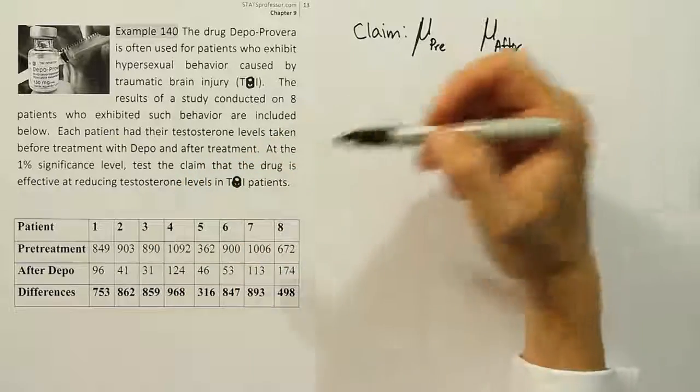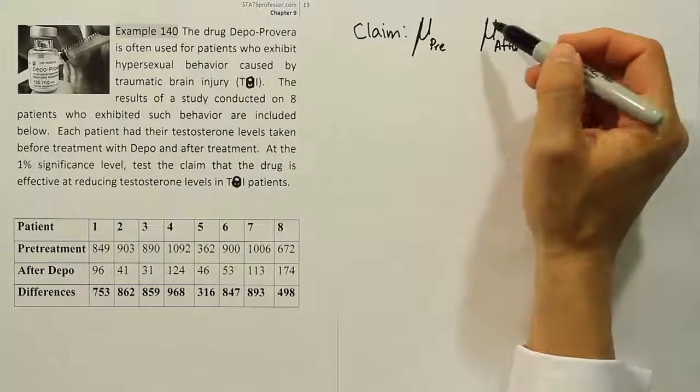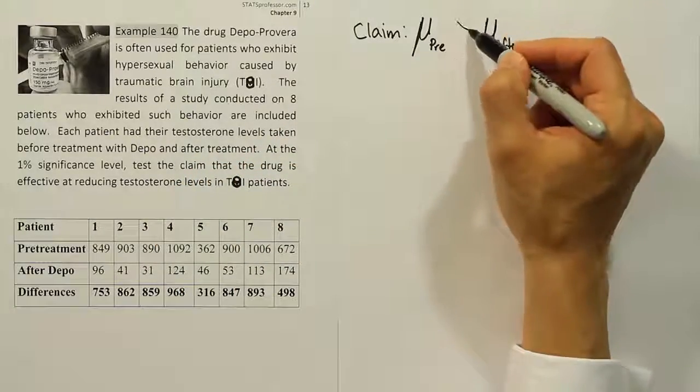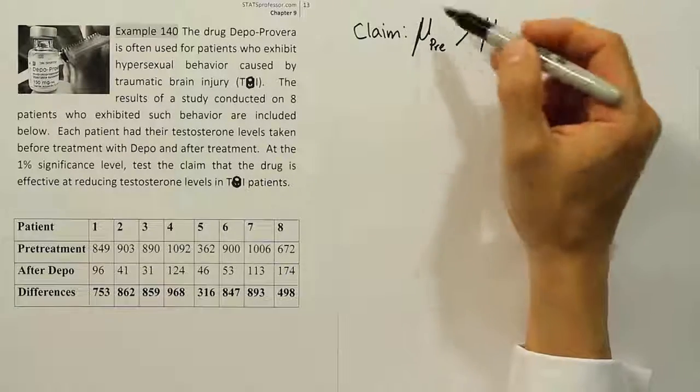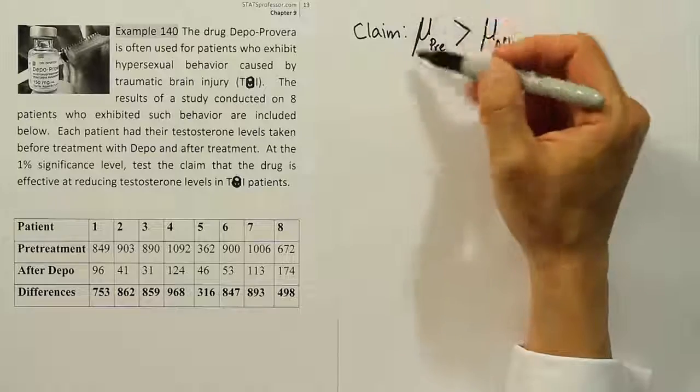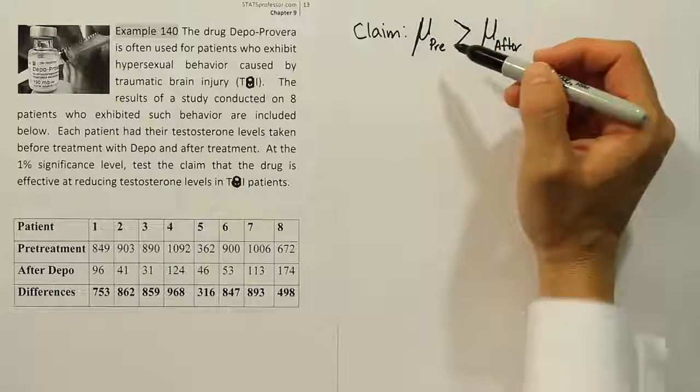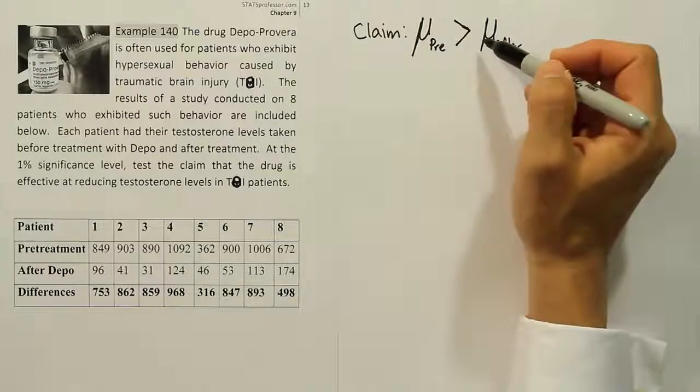And if I think about it, what is it saying? It's saying that after, the numbers should be lower, and pre, therefore, should be higher, right? So what they're saying is that before the drug is administered, it should be a higher level of testosterone than after. So this is the proper relationship.